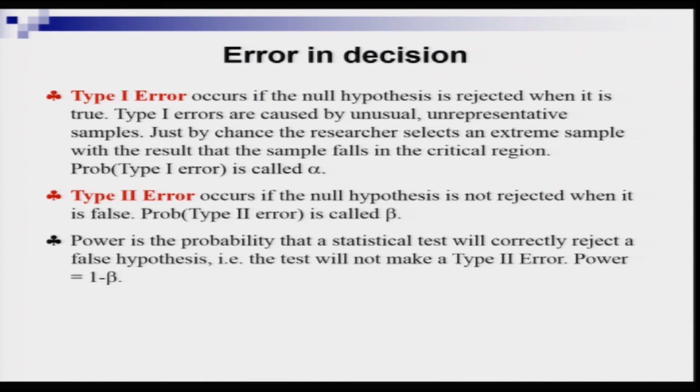Now, what is type 2 error? It occurs when the null hypothesis is not rejected when it is false, and the probability of type 2 error is denoted by the Greek symbol beta. Power is a concept associated with type 2 error. It is defined as the probability that a statistical test will correctly reject a false hypothesis. It implies the test will not make a type 2 error. So, power is given by 1 minus beta.